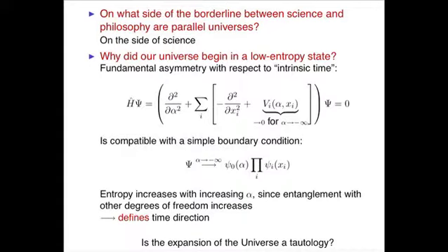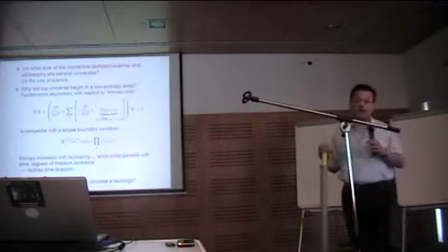Why did our universe begin in a low entropy state? I would say that at least in principle you can understand it, because there's a fundamental asymmetry of this equation with respect to intrinsic time. For the first time, we have this in a fundamental equation. If you go to very early times, or we should say for small scale factor, where alpha is the logarithm of the scale factor, this more or less becomes 0. So you have a very simple equation for small a, a complicated equation for large a, and if you have a very simple condition for small a, you automatically get an entanglement entropy. So at least in principle, you could understand the arrow of time in this framework, and the expansion of the universe would even then be a tautology.